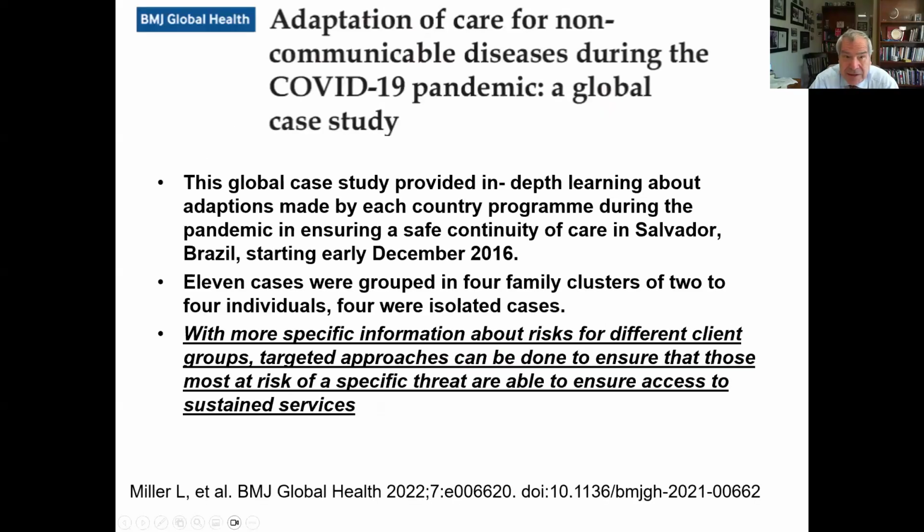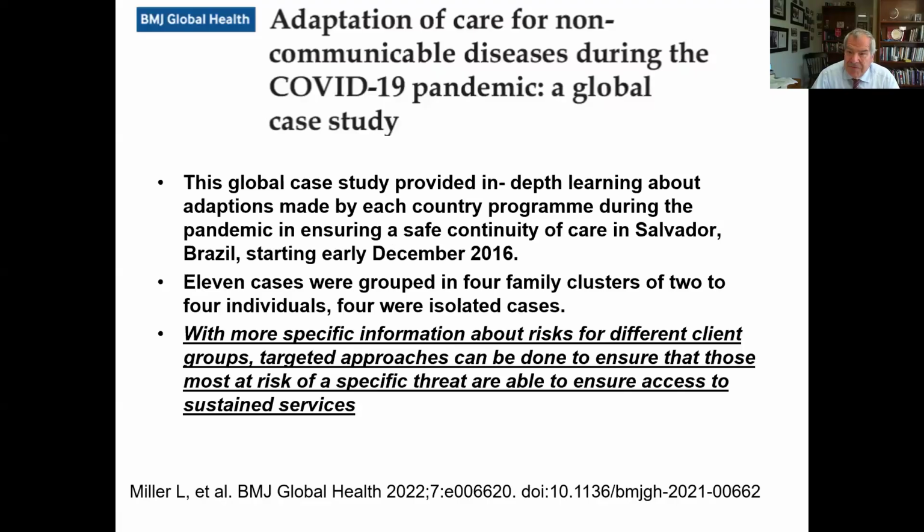This is in the BMJ Global Health, and what they were basically looking at was how different country programs adapted to the pandemic, and how we were getting healthcare delivery in different types of settings. So they did a case study looking at a variety of different series, a very, very simple study done relatively quickly. In Brazil, they basically took 11 cases grouped into 4 family clusters, and came up with the conclusion that with more specific information about risk for different client groups, targeted approaches can be done to ensure that those at risk of a special threat have access to sustained services.